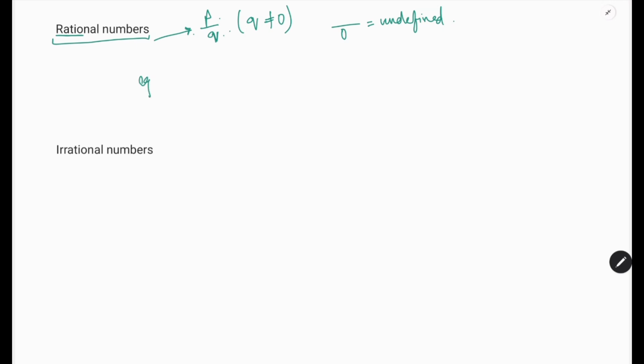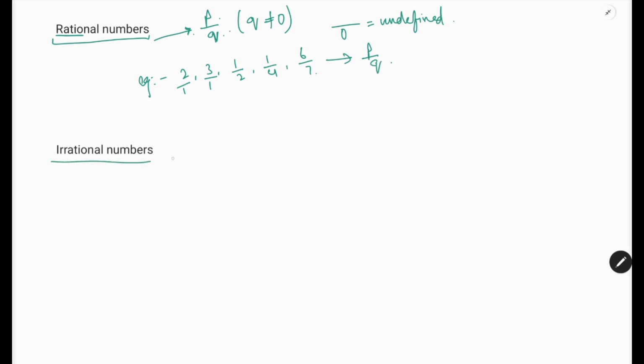For example, take 2 or 3 or 1 by 2 or 1 by 4 or 6 by 7. See, 2 can be written as 2 by 1, 3 can be written as 3 by 1. So these all are in the form of p by q. And what are irrational numbers?